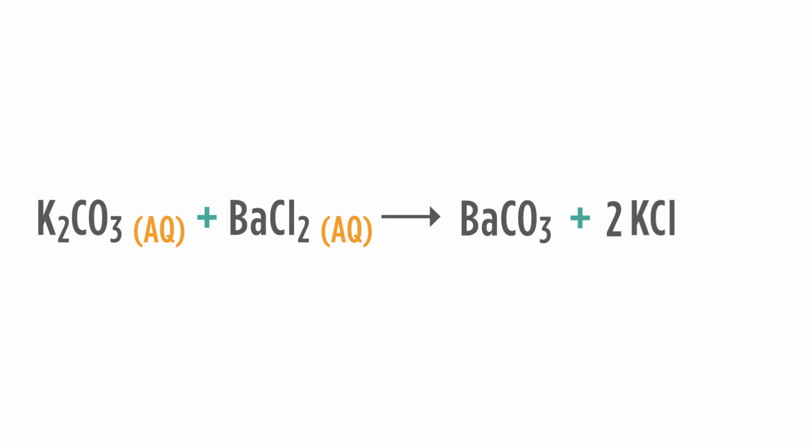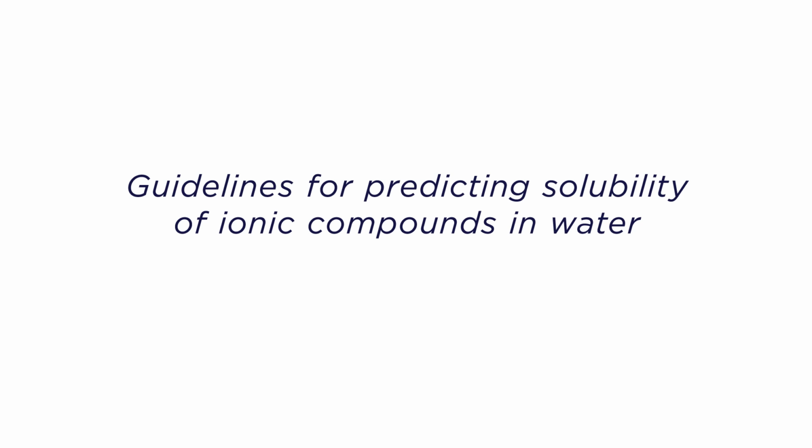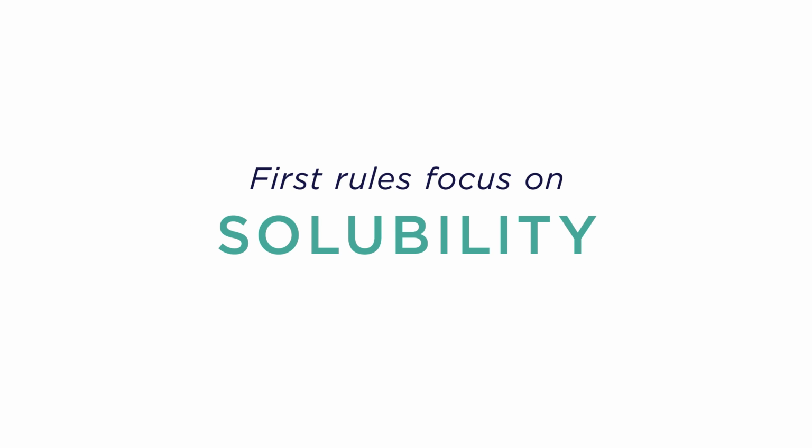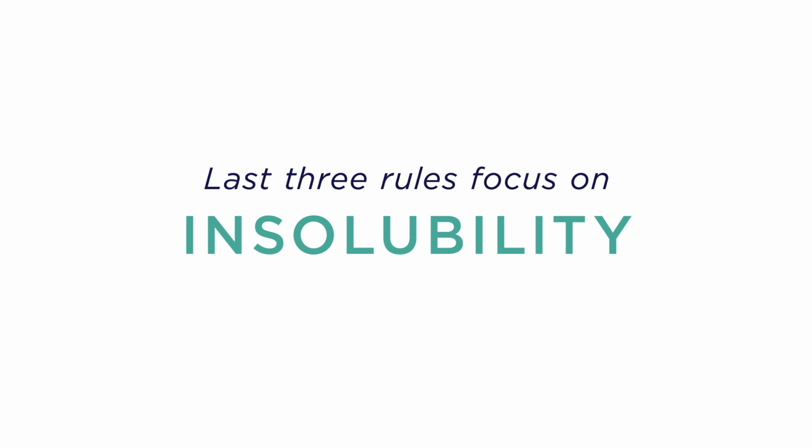To answer the question, we need to figure out whether the barium carbonate and potassium chloride are soluble. To do that, we're going to look at the guidelines for solubility of ionic compounds in water. These are a set of rules. The first rules focus on solubility. The last 3 rules focus on insolubility. Now some of these rules have an exception, and the exceptions are important. Let's go through the rules, and then we'll figure out which rules pertain to this specific problem.